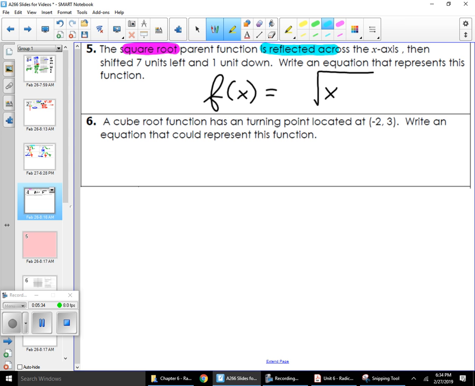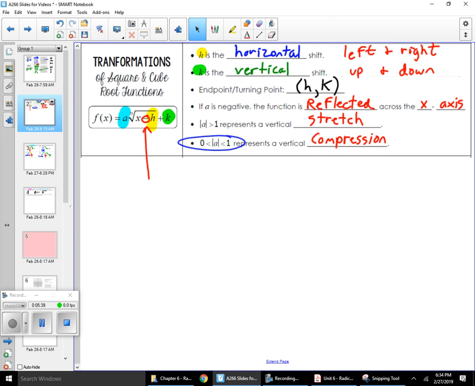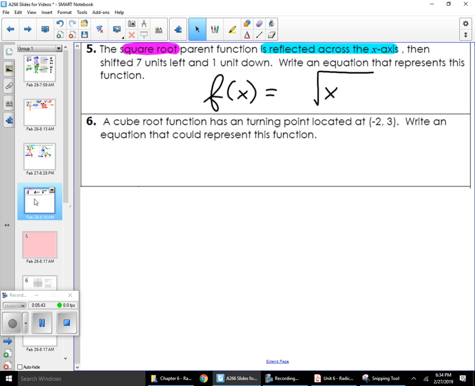They want us to reflect this graph across the x-axis. Just as a reminder, a reflection is caused by a negative a value. So I want there to be a negative outside of that radical.